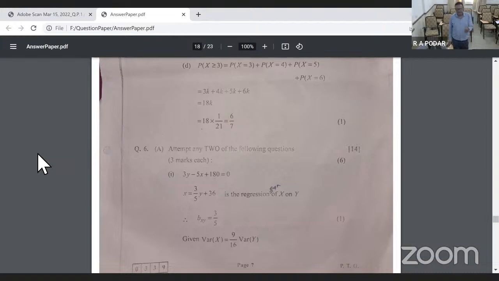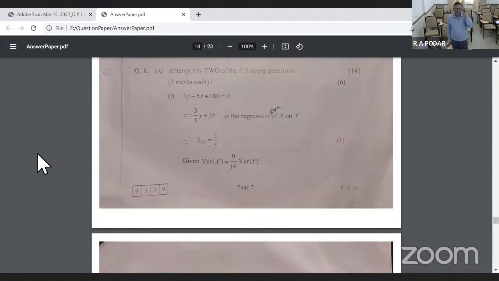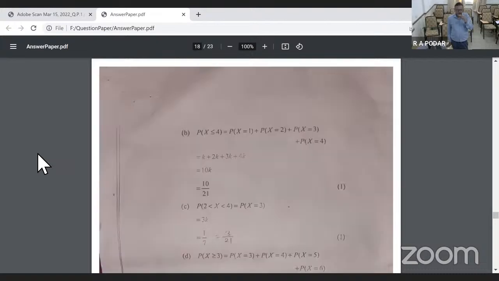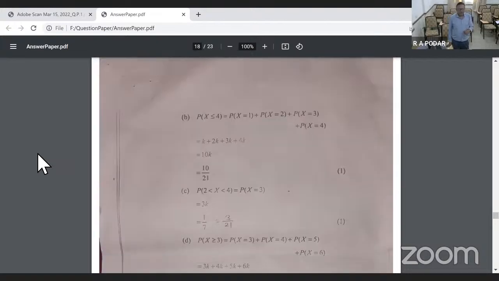Then question 6 is there. You can see question 6 here. Attempt any two of the following questions. So you have to solve this. A ratio is given. The variance of x is 9 upon 16, that is equal to the variance of y. So that you have to get.